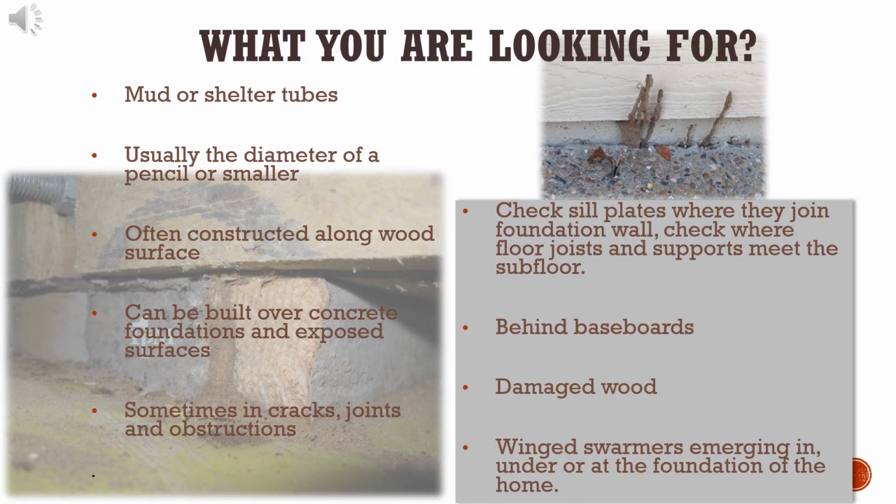What are you looking for on your inspection? Look for mud or shelter tubes climbing the foundation, usually the diameter of a pen or a pencil, often constructed on the surface of wood. It can be built over concrete foundations and exposed surfaces. Sometimes you will see them in cracks, joints, and obstructions. Check the sill plates where they join foundation walls. Check where floor joists and supports meet the subflooring. Look behind baseboards. Look for damaged wood. Look for winged swarmers emerging in, under, or at the foundation of the home.